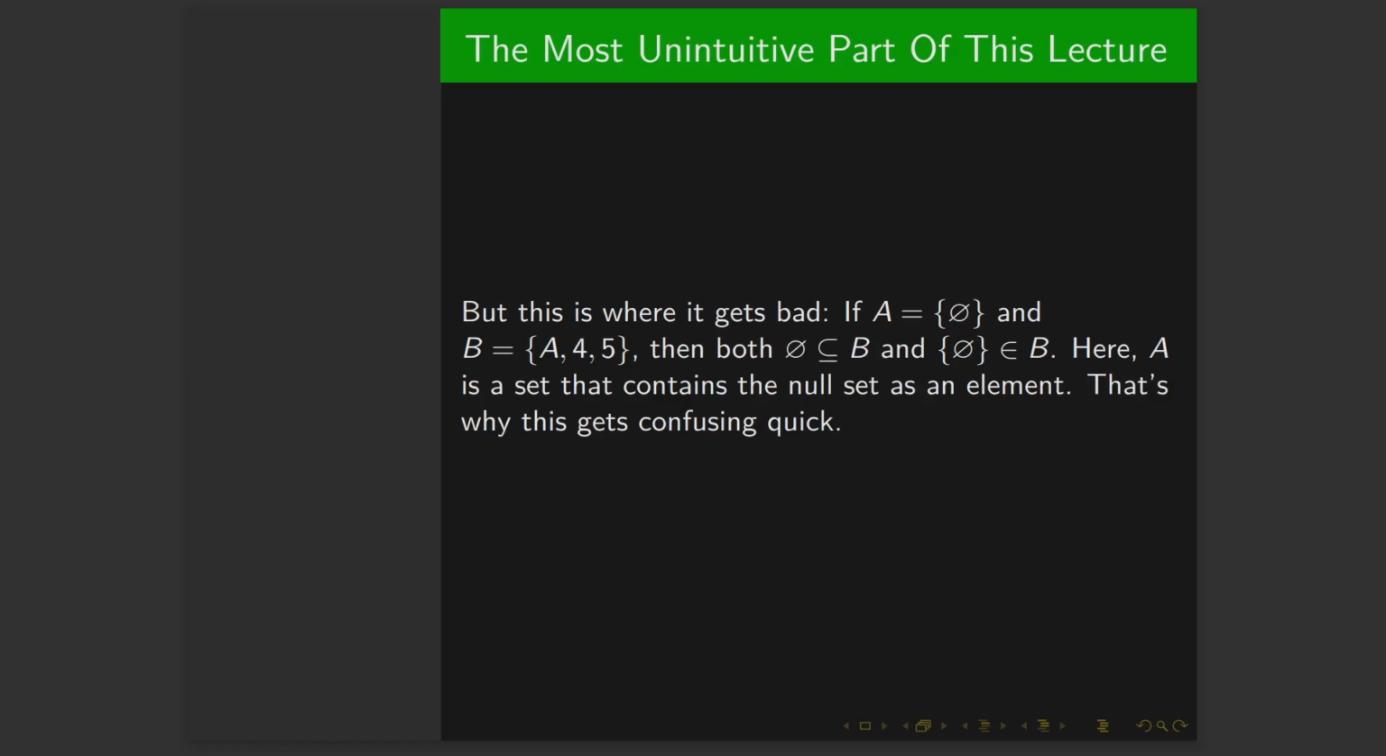Because we can have sets within sets. So we can have the null set be within another set, but then it's also a set, and it gets kind of confusing, right? So A is a set that contains the null set as an element. And then, because of the way we define B, the null set is a subset of B, but then the set containing the null set is also in B. Yeah, that's pretty bad. Don't worry about it too much.